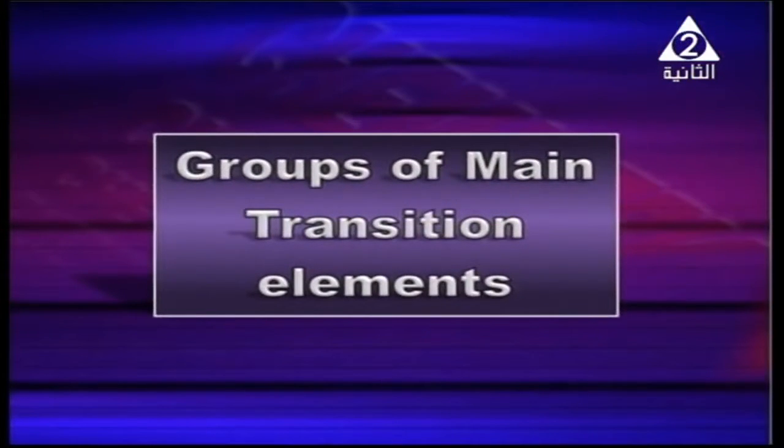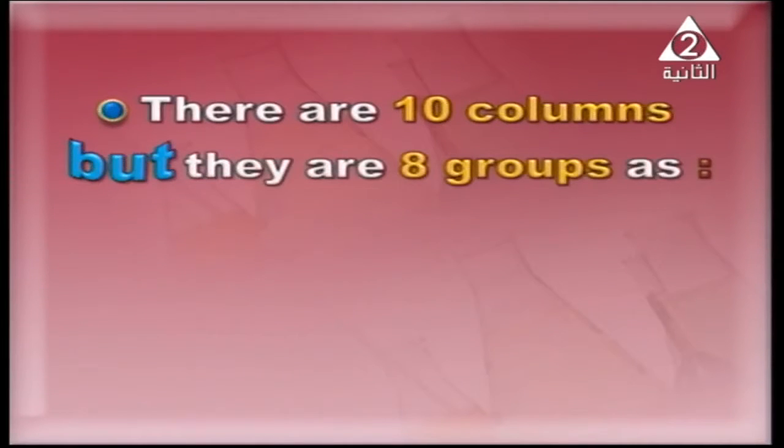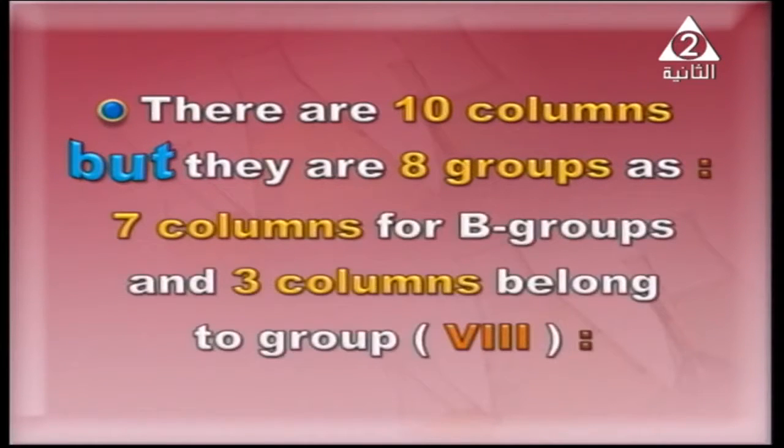Now, we are going to discuss the group of main transition elements. They are 10 columns, as we said before, and these 10 columns are divided into 8 groups only, as 7 columns for B groups and 3 columns belong to group 8, which is VIII.